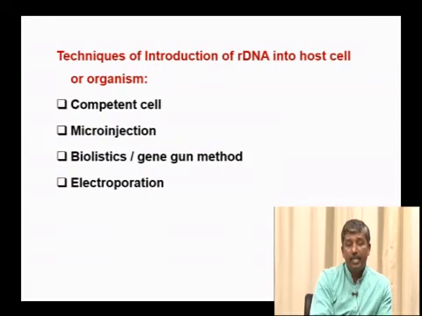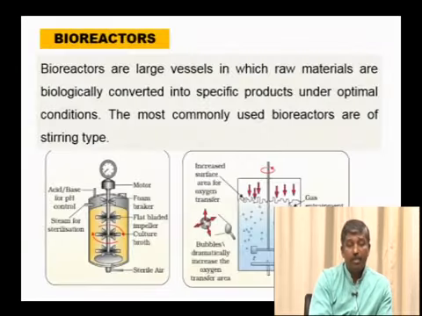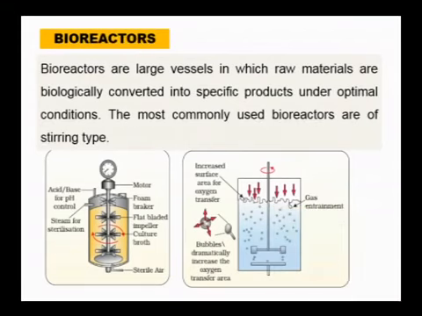Next, techniques of introduction of recombinant DNA into host cells, which include the competent cell method, microinjection, biolistic or gene gun method, and electroporation. And bioreactors: these are large vessels in which raw materials are biologically converted to specific products under controlled or optimal conditions. There are several types of bioreactors that we use. The most common are bioreactors of the stirring type. One is the stirred tank bioreactor, the other is the sparged tank bioreactor.